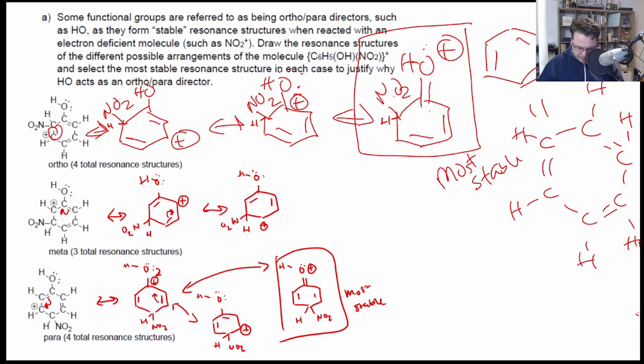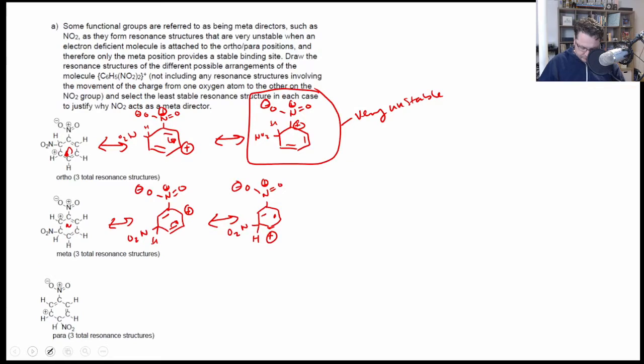Because if we go through and we do the para example, we have our positive charge right here, and if I take this double bond and move it into here, now the positive charge is here, so NO2, H, and then N plus O minus. And so now again, you have two formal positive charges right adjacent to each other in those instances. And so this is, again, very unstable.